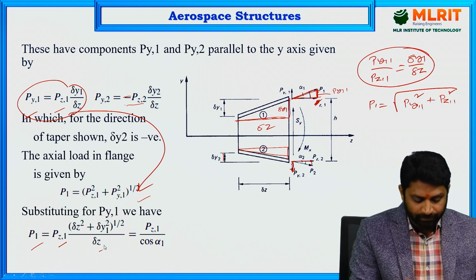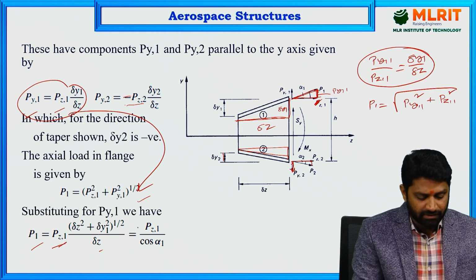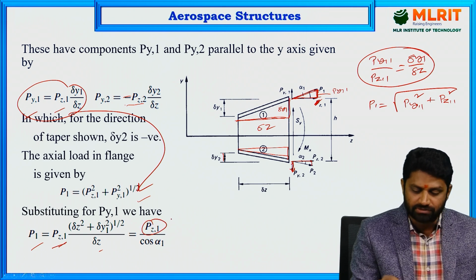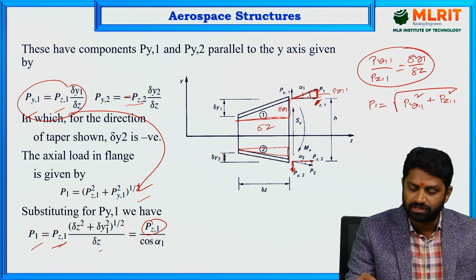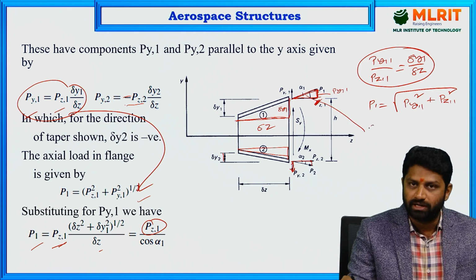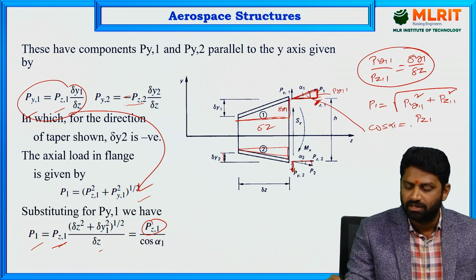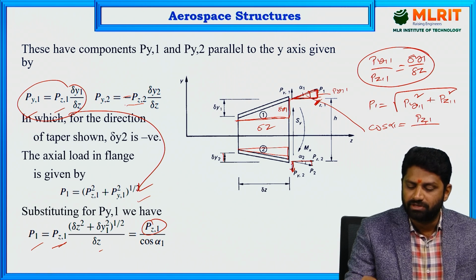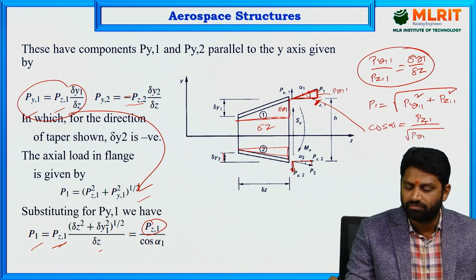And now here we are writing Pz1, looking at this first triangle. If you write cos alpha 1, cos alpha 1 equals the adjacent side, that is Pz1, divided by the hypotenuse, which is the square root of Py1 squared plus Pz1 squared.